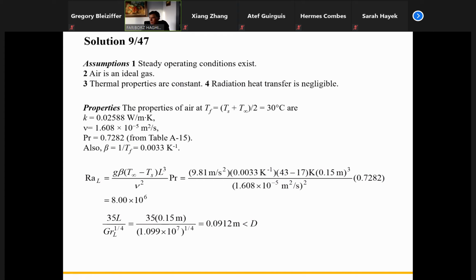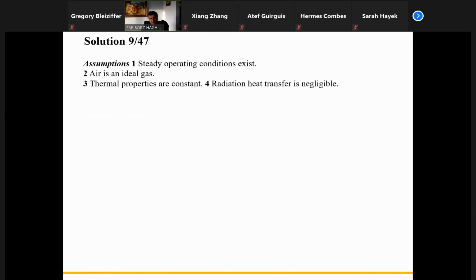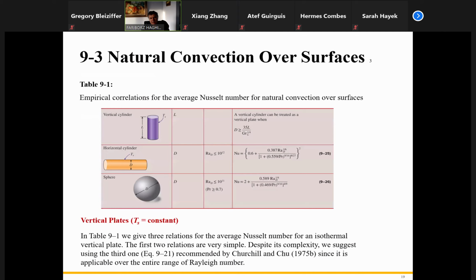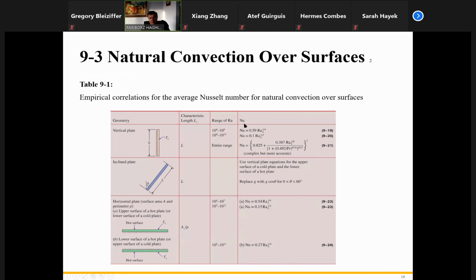Now you have the correlation from the table, from here, and you can go and calculate your Nusselt number. Could you please calculate the Nusselt number and tell me what the heat transfer coefficient is?